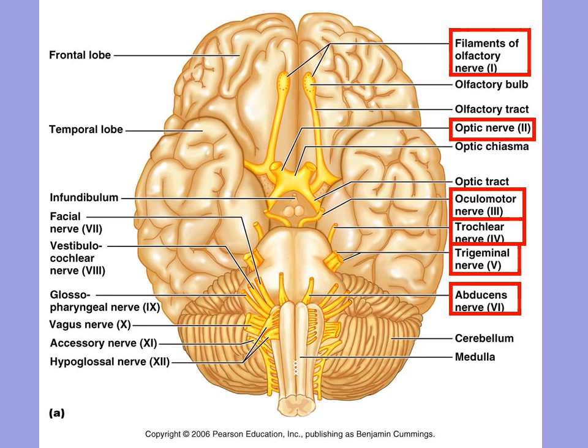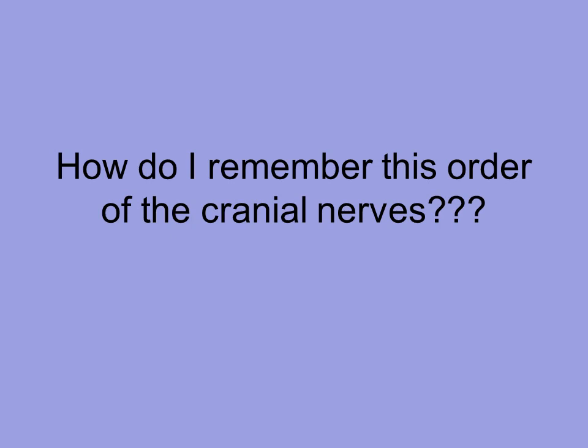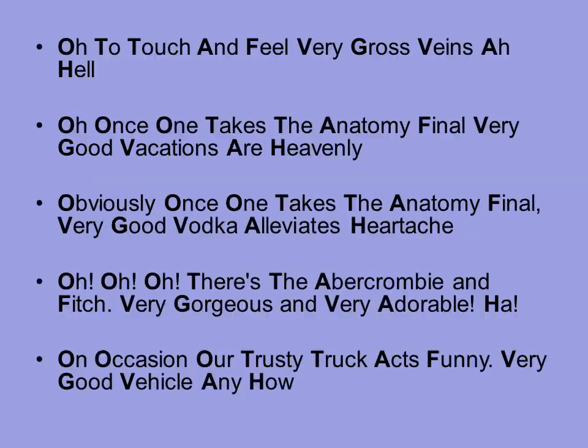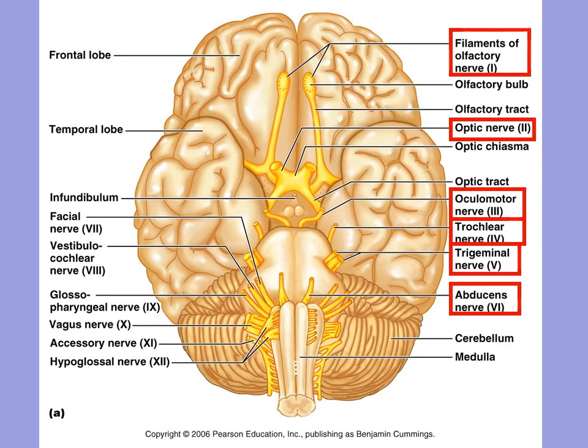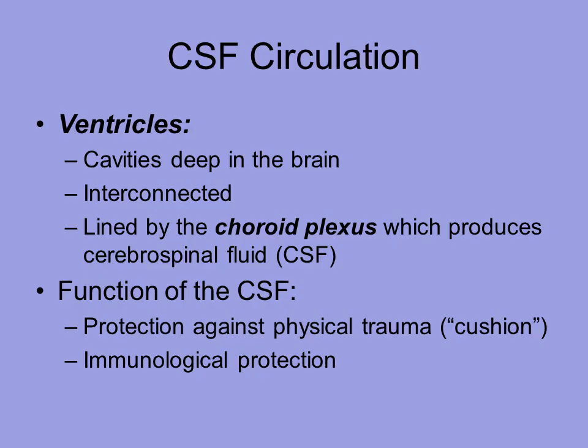So you notice the first 6 are in the red blocks on the right-hand side, and 7 through 12 are over on the left-hand side. Different people have different ways of remembering them, and so these are several different ways that people have come up with. Find what works for you. Like I say, you do have to know the nerve, you do have to know the number, and the general function of them.